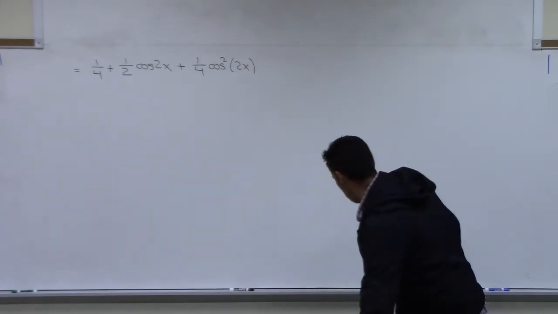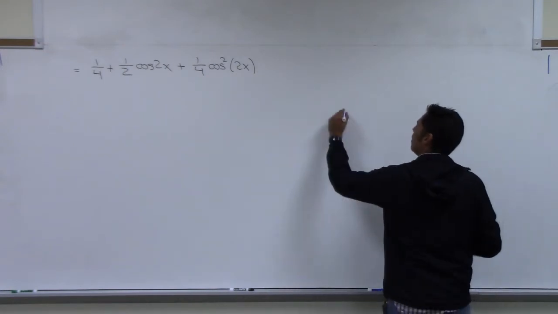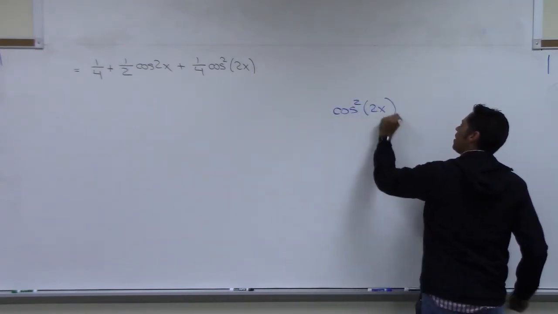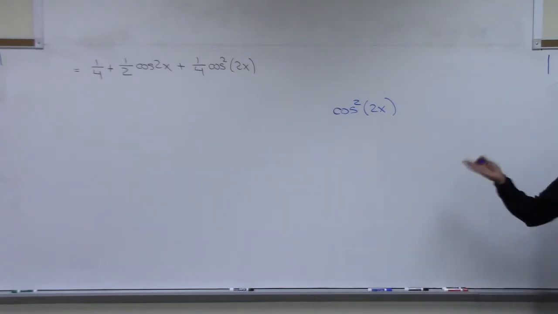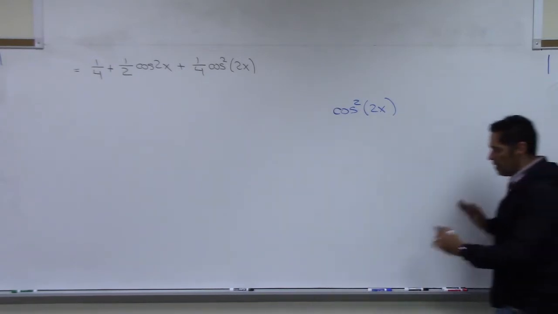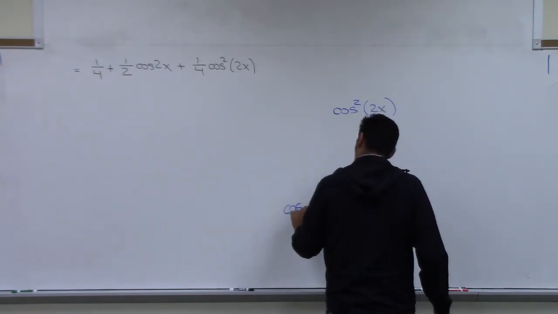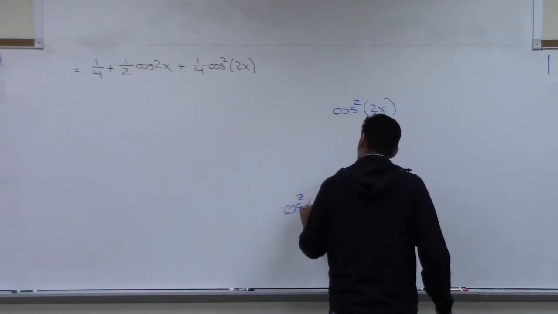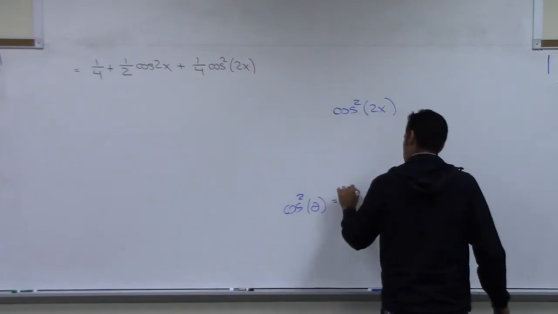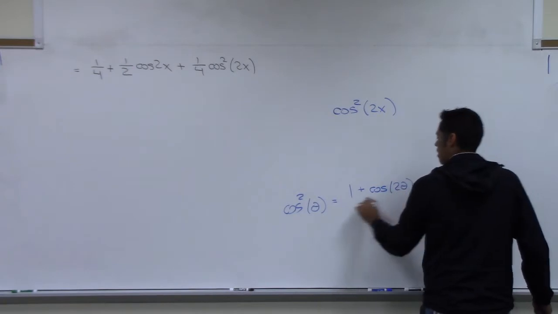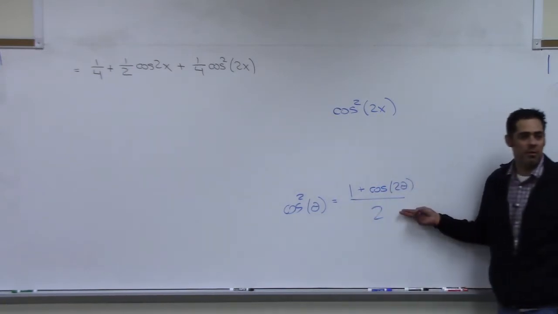Now you can switch the cosine 2x as half of 1 plus cos 2x. I'm looking at this one right here, and I'm asking, is there a way to rewrite that so that the power's not there anymore? Remember what I was trying to get you all to see in that formula a second ago: cosine squared theta is equal to 1 plus cosine 2 theta all over 2. That was the power reducing formula that I put on the board.